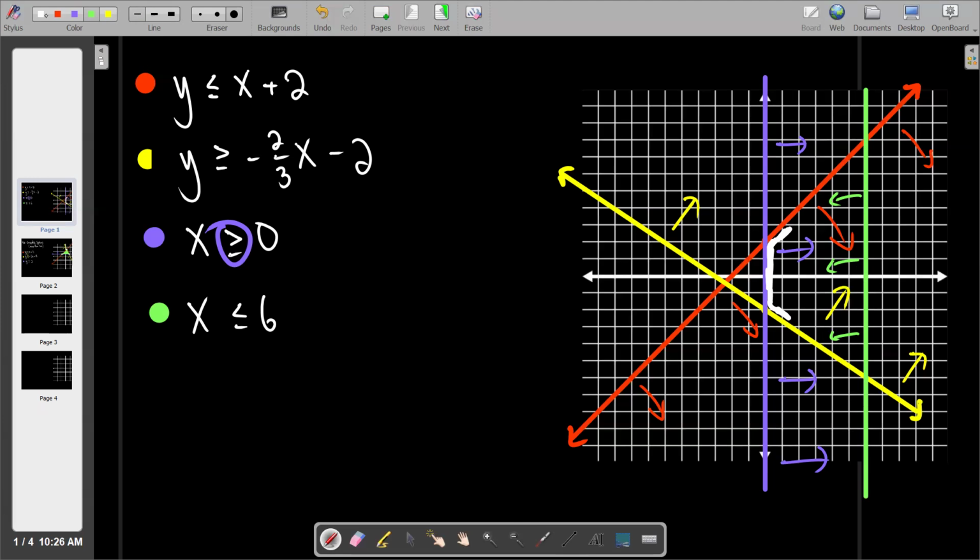So you can see now that the region is officially defined. The walls have all closed in. This is not an infinitely large region. It does contain infinitely many points, but it's not infinitely large like some of the ones that we're used to. And then your job at that point is to just shade it in. And you can be as artistic as you want with this.